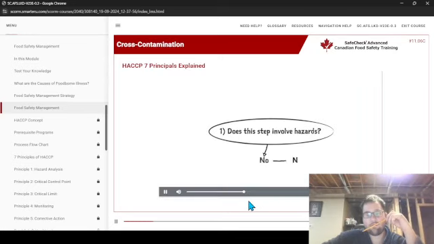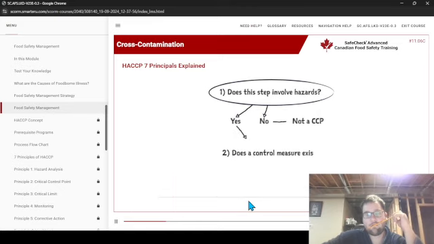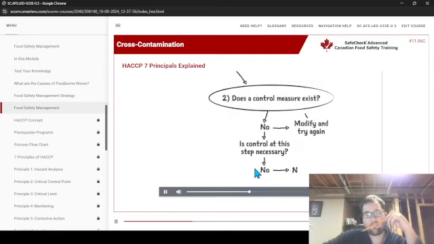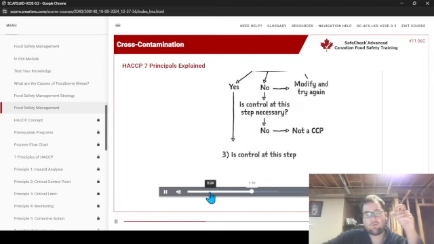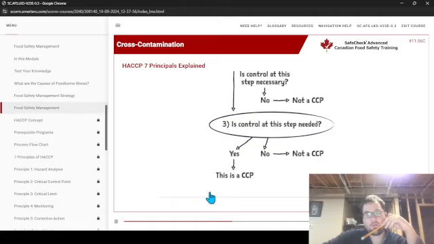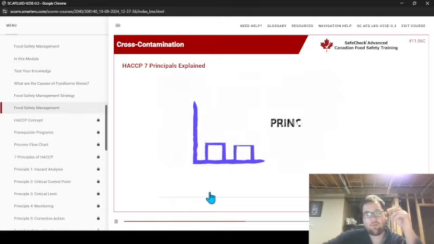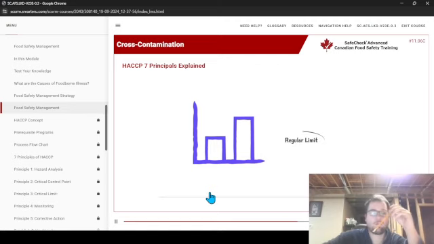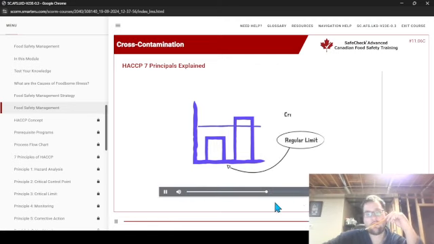A CCP is a step in the production process where there is an opportunity to prevent, mitigate, or completely eliminate a food safety hazard. A CCP decision tree can assist in determining whether a control point is a CCP. Principle number 3. Establish critical limits. Once you determine which steps are a CCP, you now have to establish critical limits for each identified CCP. A critical limit is the minimum and maximum.